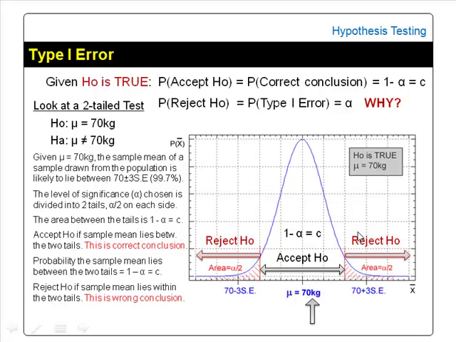Given that the null hypothesis is true, that is, the mean is still 70 kg, this would be a wrong conclusion, a type 1 error. The probability that the sample mean would lie within the two tails is alpha. Therefore, the probability of committing a type 1 error, or the probability of rejecting the null hypothesis when the null hypothesis is true, is alpha.